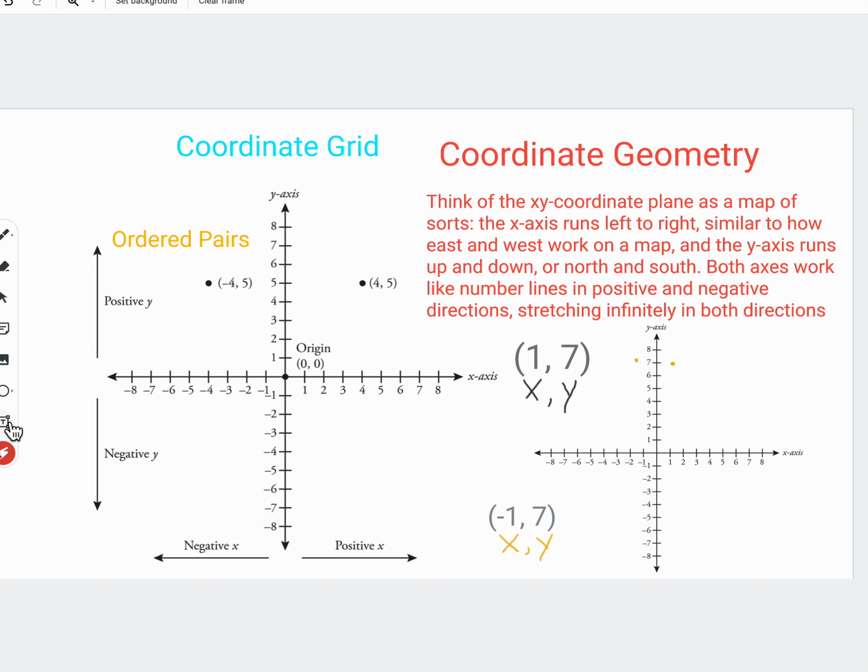What about 1, negative 7? Now we're going to go right 1 on the x-axis and down 7 on the y, which will place us here.